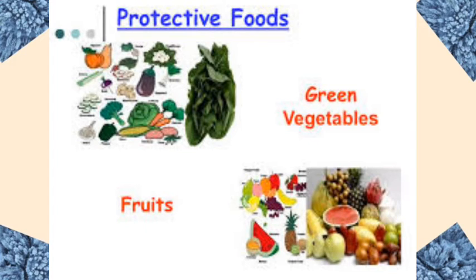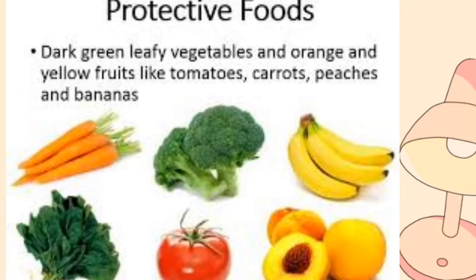There are different types of vegetables. There are also different types of fruits. So when we eat vegetables and fruits, it protects the body. So we have dark green leafy vegetables and orange and yellow fruits like tomato, carrots, peaches, and bananas. They are all examples of protective food. Don't forget, they are mainly vegetables and fruits.